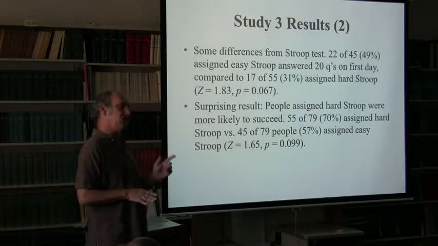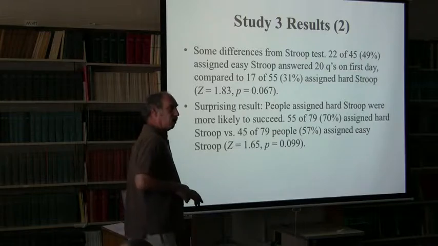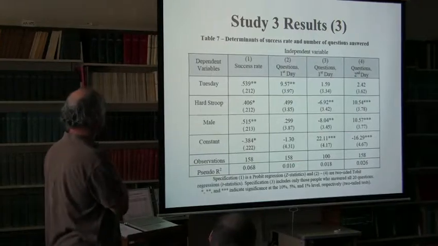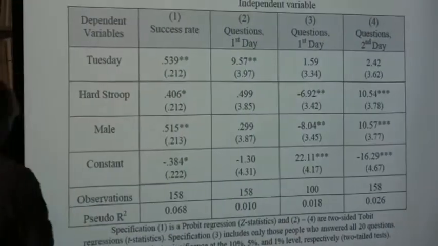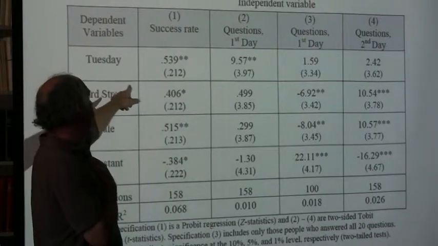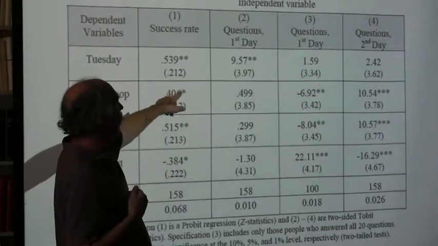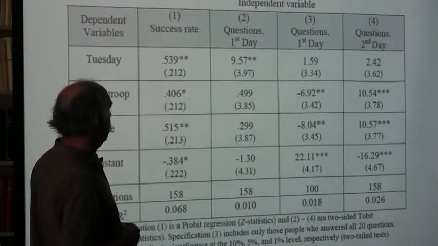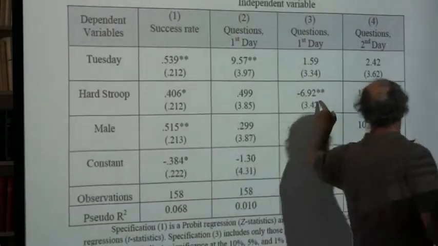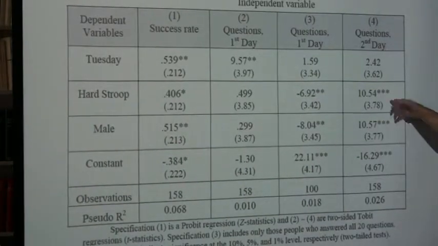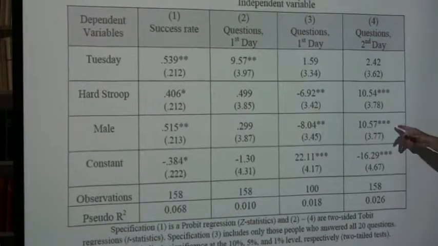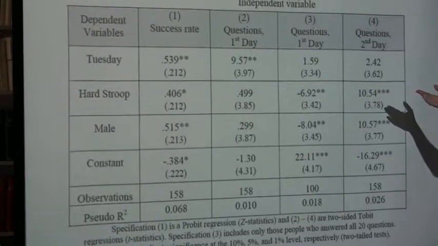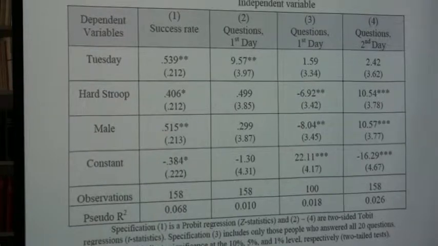So in all three of these studies, my predictions have basically been wrong a lot of the time. Fortunately, I'm not paid by my predictions. I get to spin them however I want to. Regressions once again. So the Tuesday group, yeah, they did better than the other group. And I'll skip some of this stuff. The hard Stroop, the success rate was marginally higher. And you did significantly fewer questions on the first day and significantly more questions on the second day. Males actually did better in this study 3 than females, although it was the opposite in studies 1 and 2, and I have a speculation I'll give you about that in a moment.